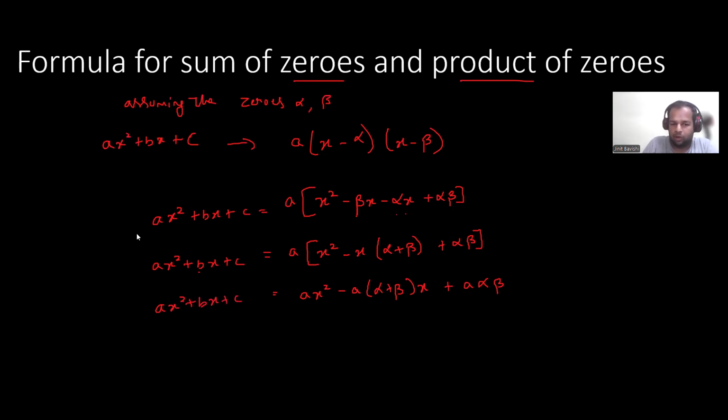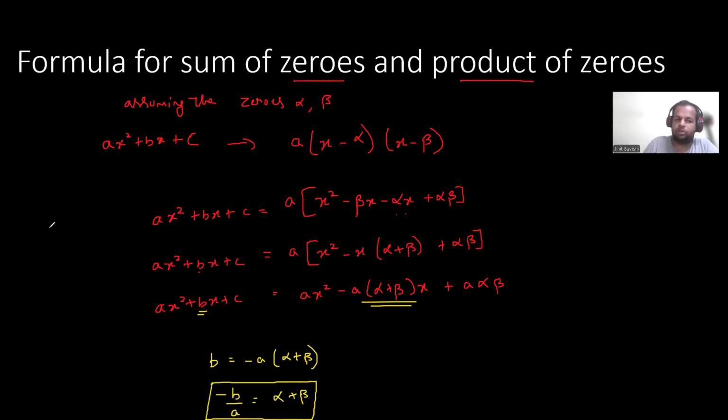Now I will take the coefficient of x and equate them. So I can write b is equal to minus a times alpha plus beta. So I get minus b by a is equal to alpha plus beta. This happens to be our first formula, sum of zeros. I have derived it on the basis of the factors, because every quadratic polynomial will have two linear factors. The factors I have taken are x minus alpha and x minus beta, assuming that alpha and beta are the zeros of the polynomial.